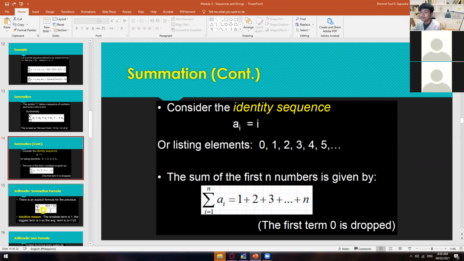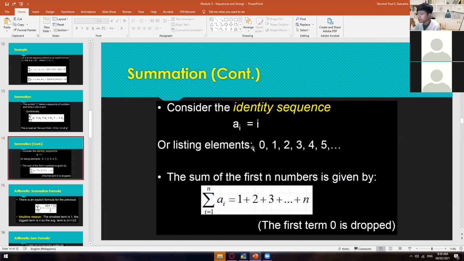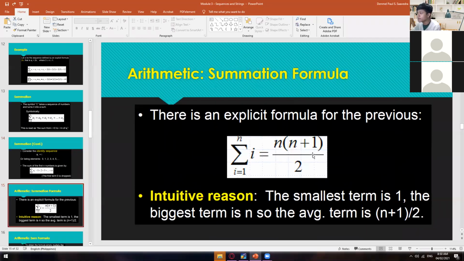All right, so the next one is the arithmetic or summation formula. There is actually an explicit formula for the previous example. For you to be able to get the summation starting from 1 up to the given maximum or upper limit, you have this formula. As you can see, this one is also quite familiar.